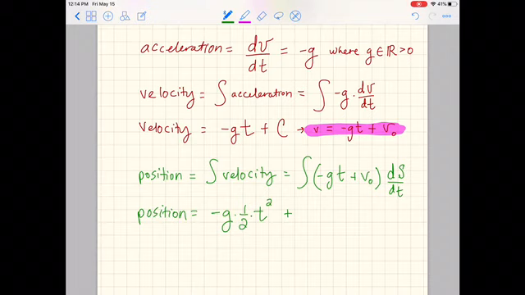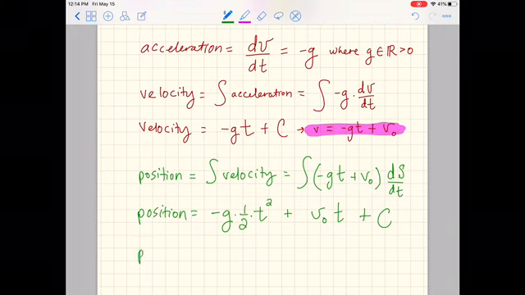So as we integrated negative gt, we got negative g times 1/2 t squared, because the derivative of this would be negative gt. All right, so the antiderivative of the initial velocity, since that's a number, should be that number times the variable t, which is what we were doing it with respect to. And then you have your own constant. This is some other constant.